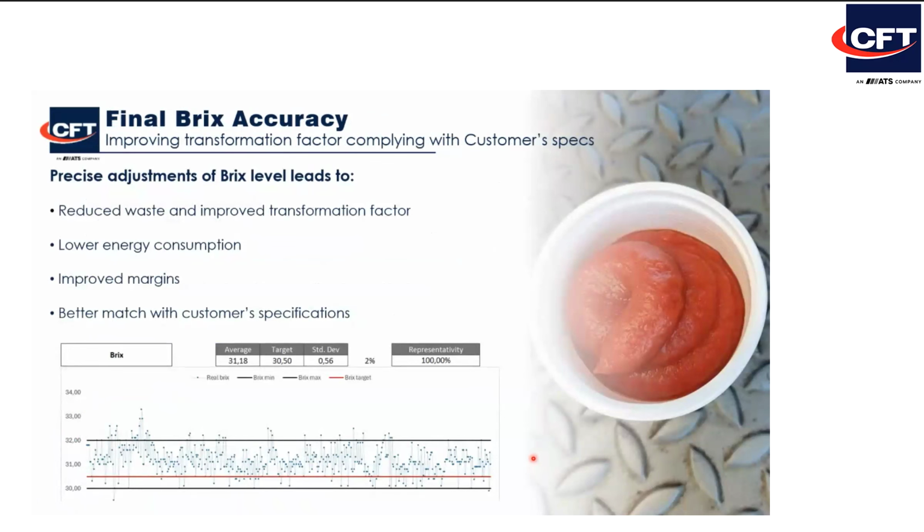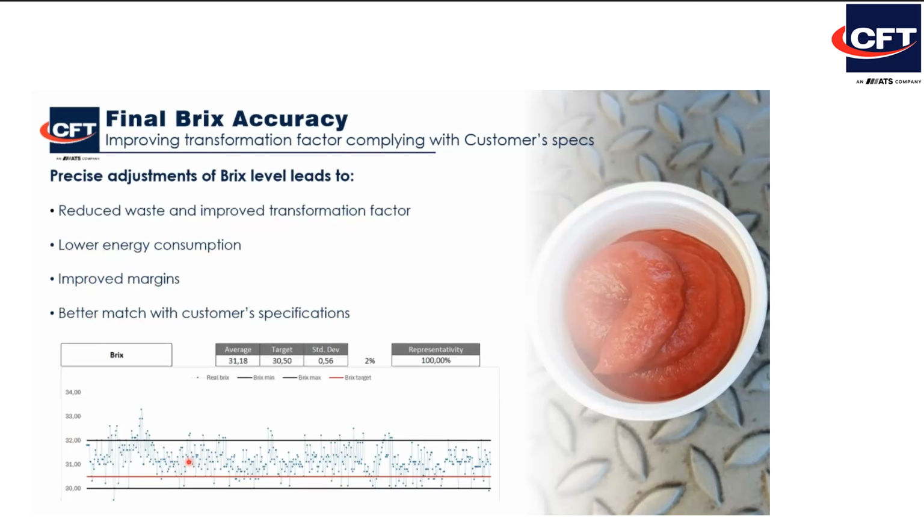Final brix accuracy, definitely one of the most important points to be fixed as regards the value that it implies. And what we do here is we generate reduced waste and improve the transformation factor. We lower the energy consumption of the line, we generate improved margins, and finally we better match the final customer specification, easing his job in the final formulation, receiving a product which is more constant throughout the year.